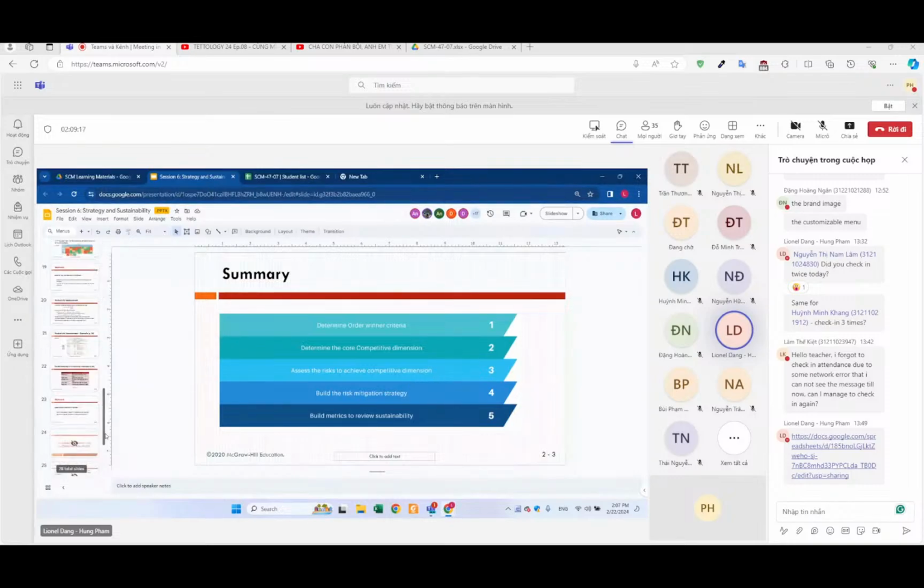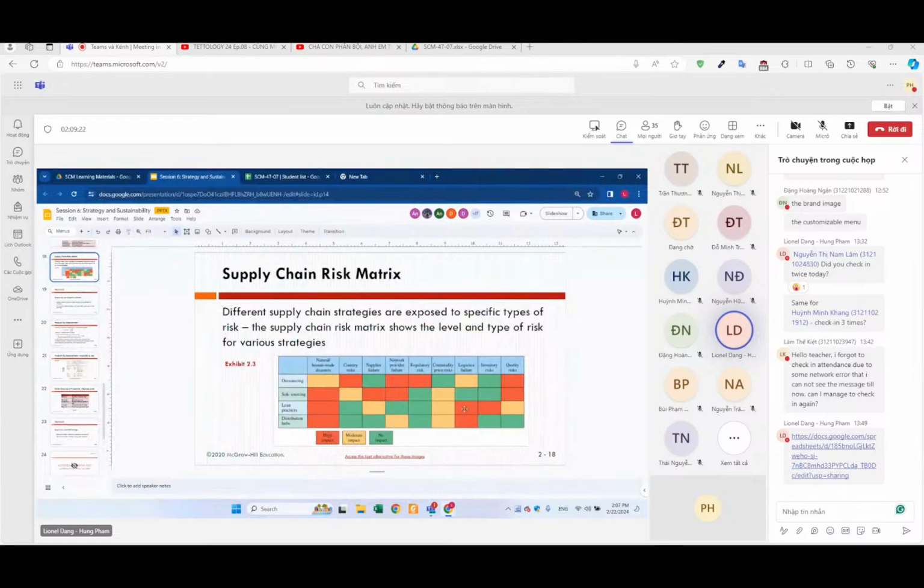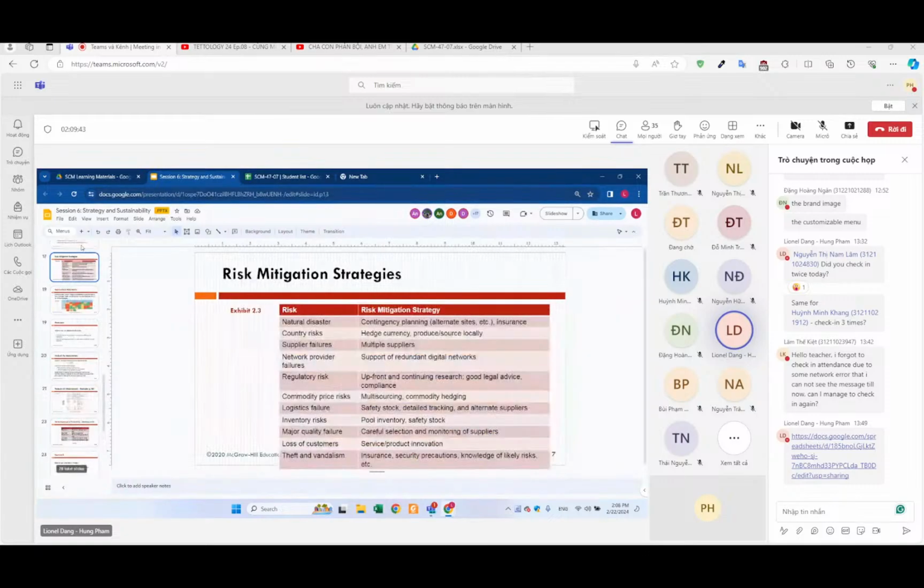So basically, you do this kind of table, this kind of risk matrix, and you do the rating of the risk that may impact your competitive dimension. You understand? And after that, you will select the high impact in order to have this mitigation strategy. So the high impact you put on here, and what can you do to mitigate the risk?